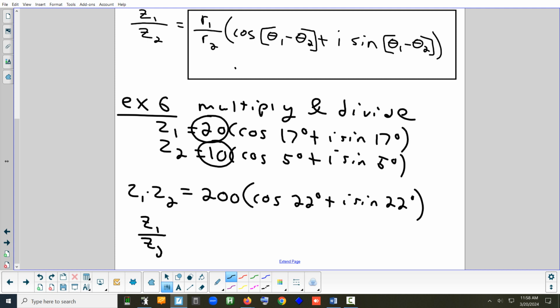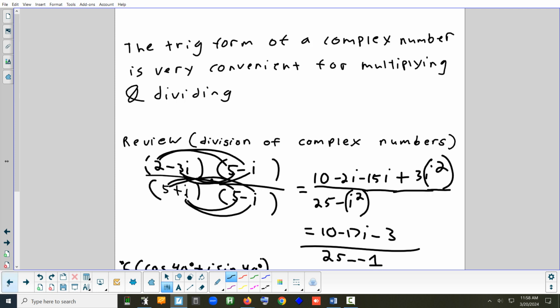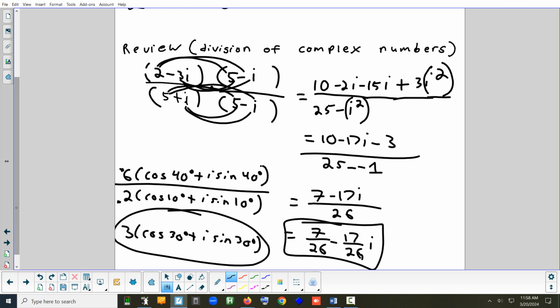Now we want to divide them. What do we do with these two numbers when we want to divide them? Divide them. What's 20 divided by 10? 2. And what do we do with our two angles? Subtract them. What's 17 minus 5? So we basically reduced a division problem to something we can do in our head. Versus when you do it the other way, there's no way you're going to do all these steps in your head. It's a lot of steps.